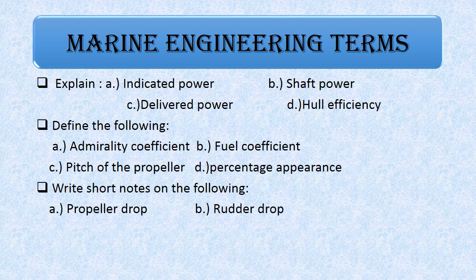Define the following: admiralty coefficient, fuel coefficient, pitch of the propeller, percentage apparent slip. That is also from question number 1 numericals. Write short note on the following: propeller dropped, rudder dropped.